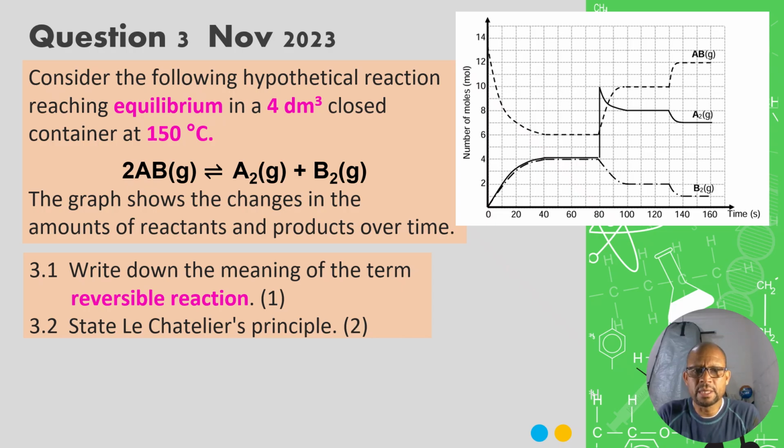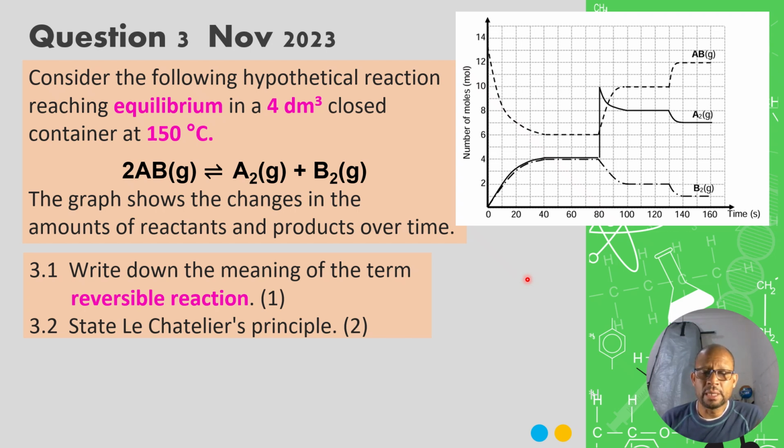Consider the following hypothetical reaction reaching equilibrium in a 4 cubic decimeter closed container at 150 degrees Celsius. Now it's important to keep track of the temperature and the volume because we might use that in later questions. If you focus on the graph, we have the number of moles on my y-axis, and on my x-axis we'll find the time measured in seconds. The graph shows the changes in the amounts of reactants and products over time.